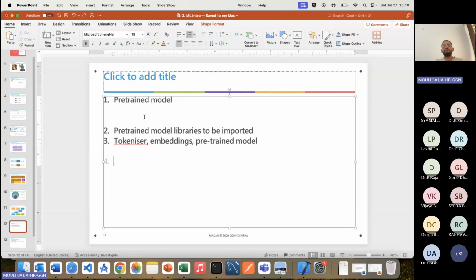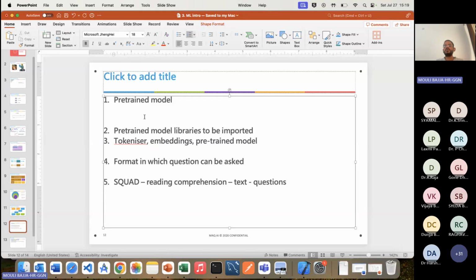Okay. Once you have this, then they will have a format in which a question can be asked. I will show now an example where you can ask a question from a paragraph. There is this popular SQuAD test, the Stanford Question and Answer Dataset, where you provide, like in reading comprehension, some text and then you ask a question on the text. It should be able to answer.